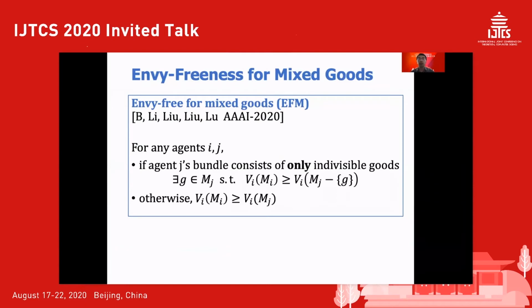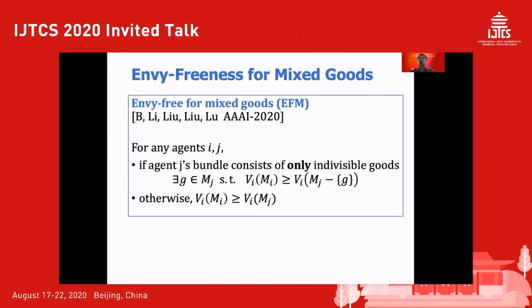But otherwise, that means if agent J's bundle consists of any amount of divisible goods, we apply the more strict envy-free condition. We require that agent I should value his own bundle at least as much as his value for agent J's bundle. So let me say it again. This is a very important notion.